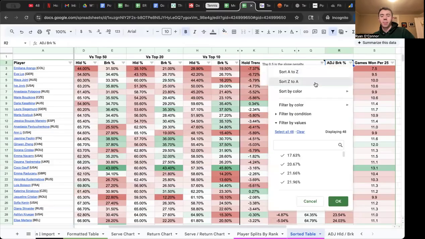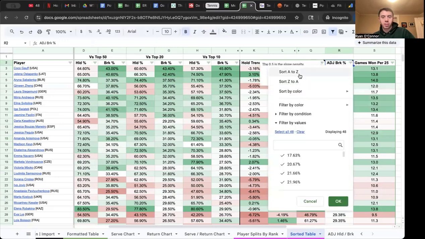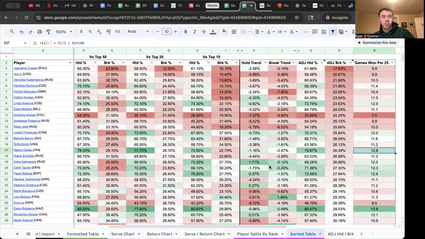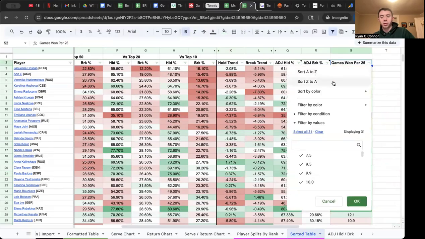And then just break percentage. Coco, Ostapenko, Sabalenka, Zhang, Siegemund, Andreeva, Svitolina, Iga, yeah, and Christian, Lee, Kudermetova, Mukova, Raducanu. Most of this stuff is easier to see in a chart view to visualize it, which I'll get to in one sec.